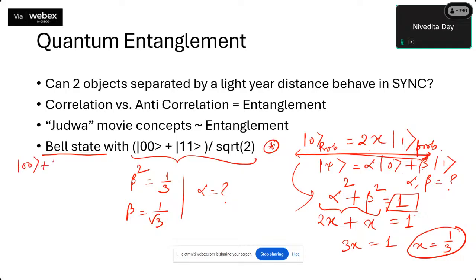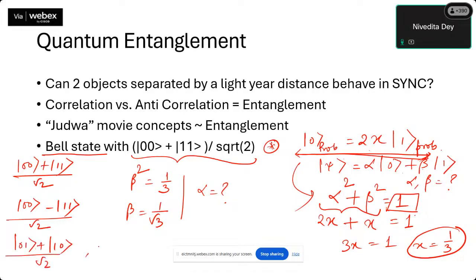Say ket 0011 by root over 2, then it can be ket 00 minus 11 by root over 2, then it can be 01 plus 10 by root over 2, and it can be 01 minus 10 by root over 2. But how you can prepare these Bell states, that is something that we will be discussing today.